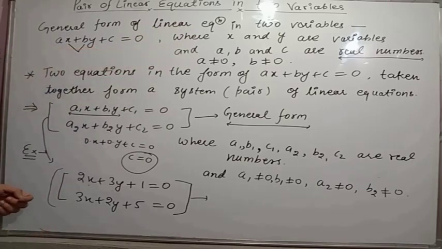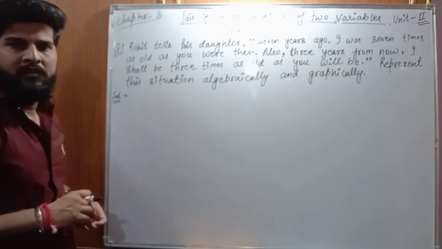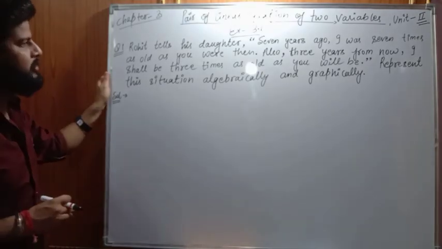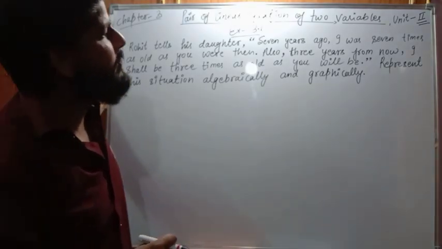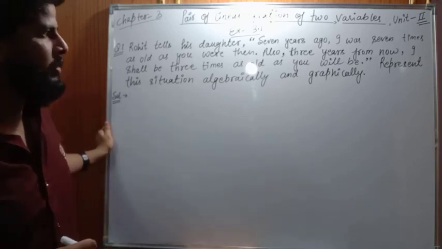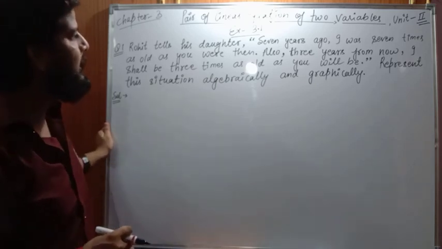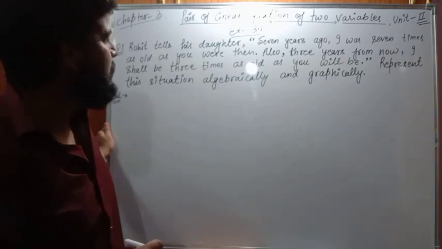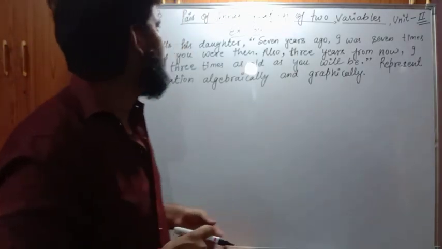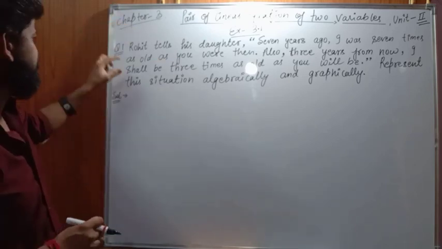Now come to exercise 3.1. So the first question of exercise 3.1 is, Rohit tells his daughter, 7 years ago, I was 7 times as old as you were then. Also, 3 years from now, I shall be 3 times as old as you will be. Represent this situation algebraically and graphically. So, in the question, Rohit tells his daughter.